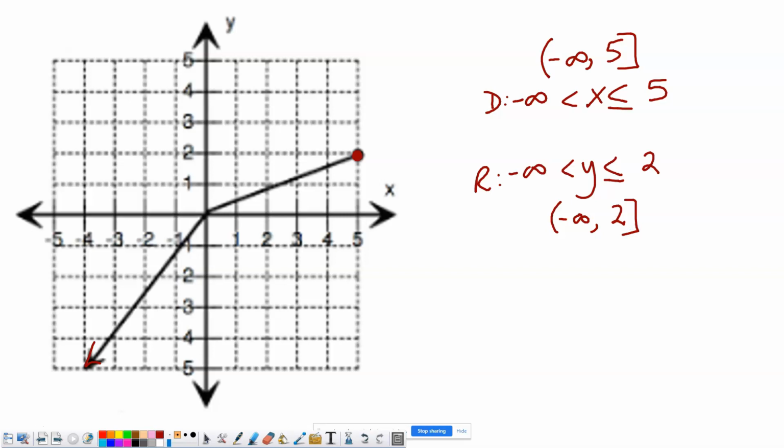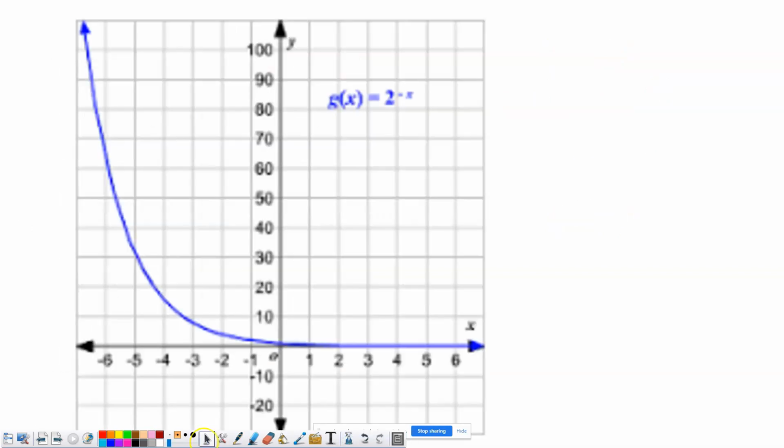So all the possible values of x are from 5 and down, and all the possible values of y are from 2 and down. Okay? Here's one more. Now, I brought this example up because it's a special kind of function. It's an exponential function. But what's kind of interesting about it is it has a horizontal asymptote. That's something you probably should have heard about last year in Algebra 2. And I'll refresh your memory.